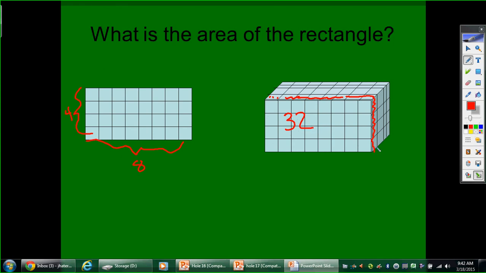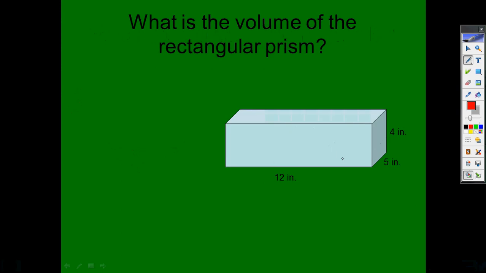And then there would be 4 layers of 32. So I did 4 times 8 to find out there are 32 cubes in this first layer, and then I multiplied it by the number of layers. 32 times 4 tells me that there would be 128 cubes, units cubed, filling this space. So when I'm looking for the volume of a shape, I start out by finding the area of the base, and then I multiply it by the number of layers deep that base would be.